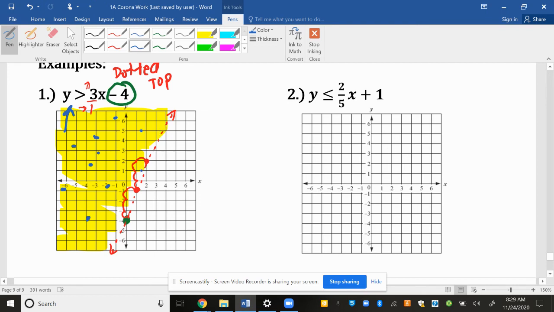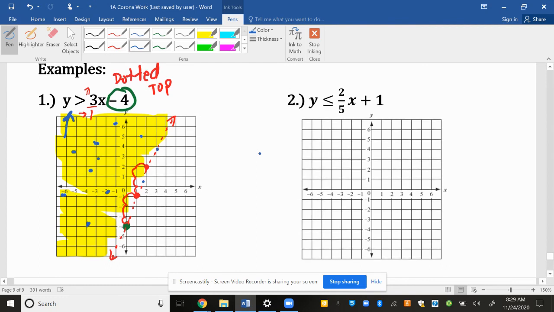Now, because this line is dotted, any dot that lands on the dotted line is not a part of the solution. That's what that symbolizes. Moving on to number 2, I'm noticing this time this does have an equal sign under it, so I know that this is going to be a solid line. And the inequality is not facing the y, it's facing the other side, so I know that this is going to be a bottom shade. I'm going to shade the bottom.